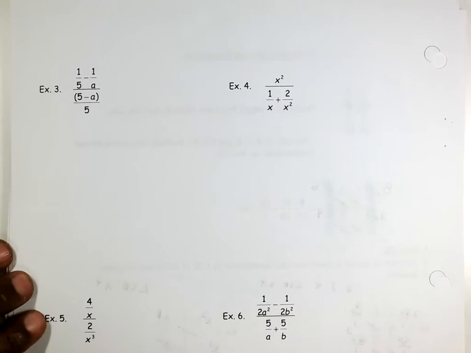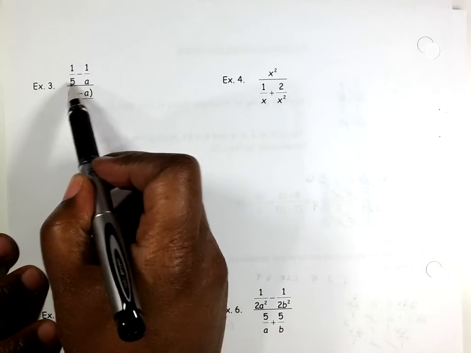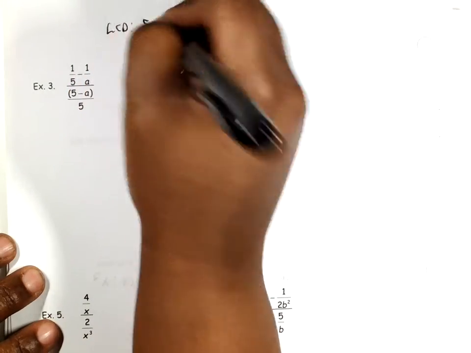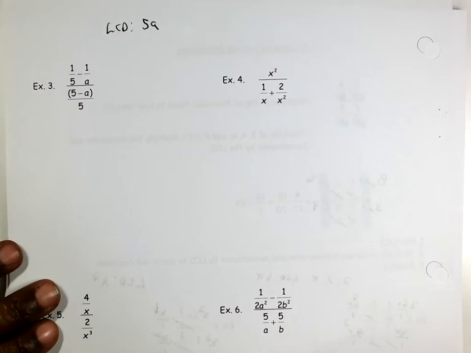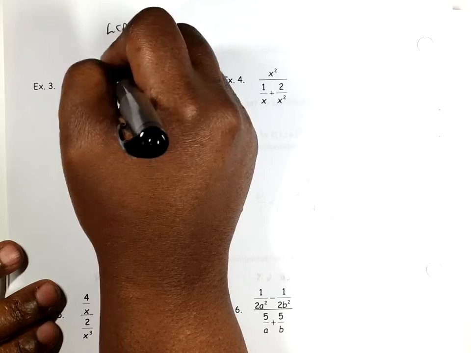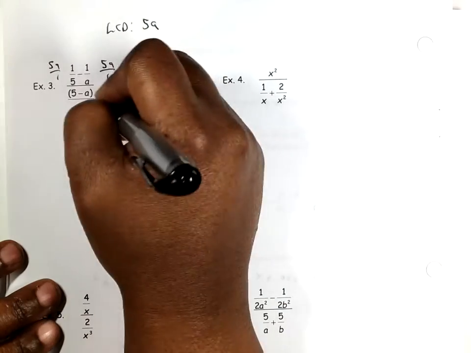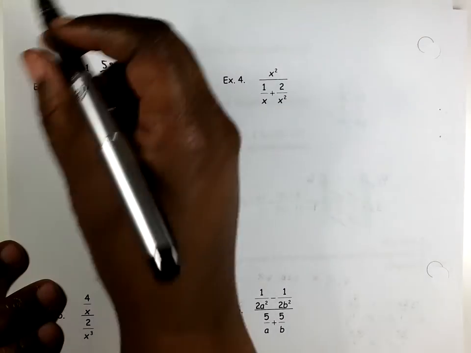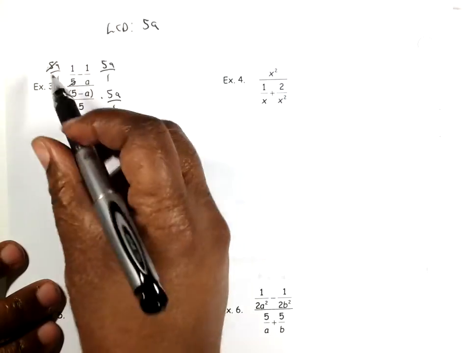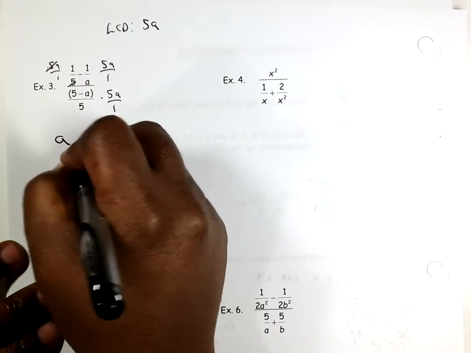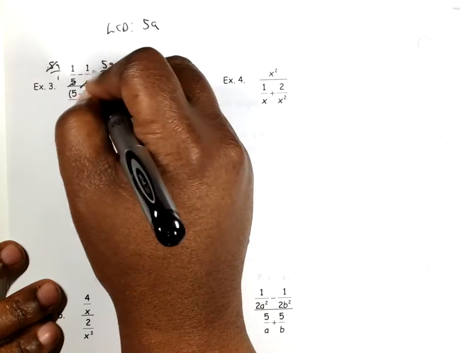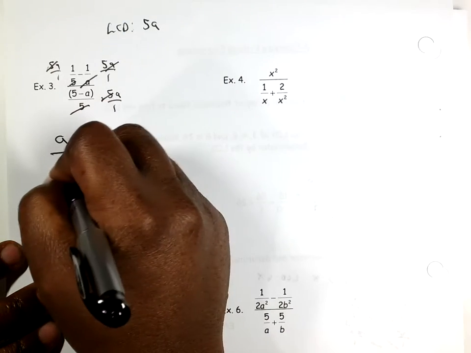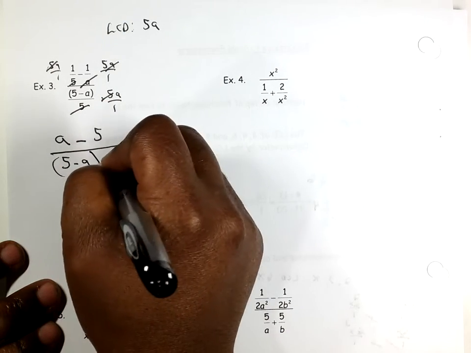For number 3, I have a 5, an a, and another 5. So my LCD is 5 times a. So I'm going to multiply every single term by 5a. So the first one, this 5 cancels with that one, so a times 1, I'm left with an a. Here the a's cancel, so 1 times 5. And then on the bottom, the 5's cancel, and I'm left with 5 minus a times a.